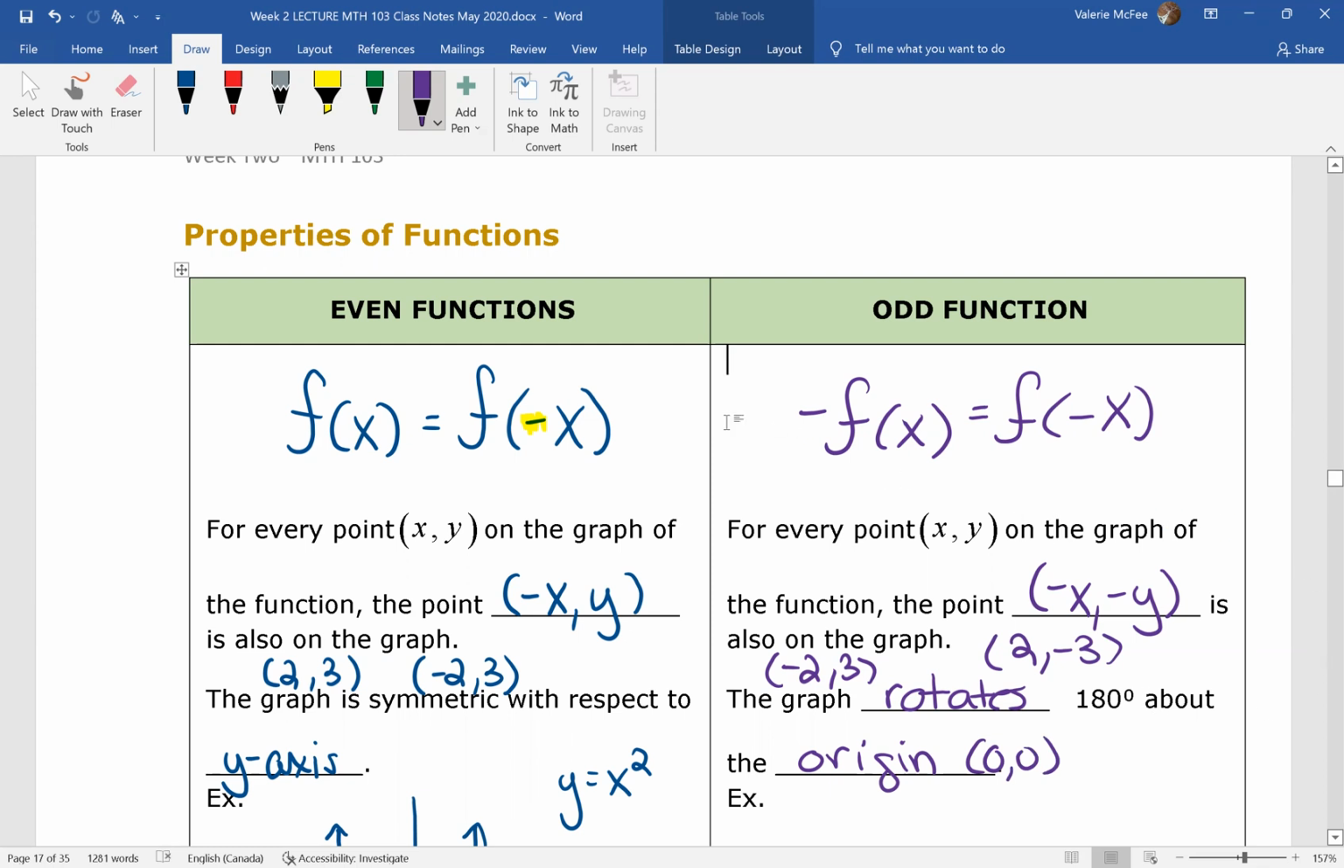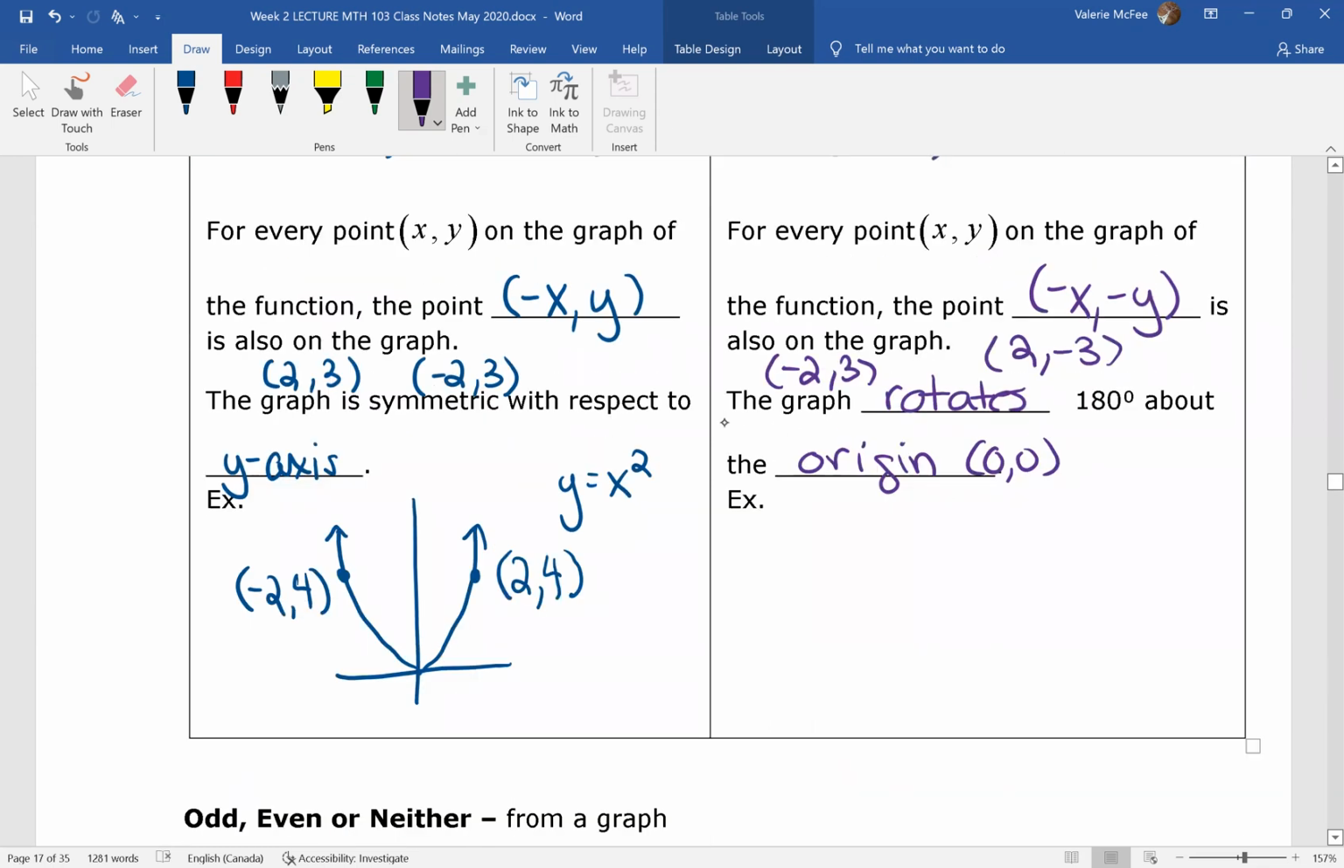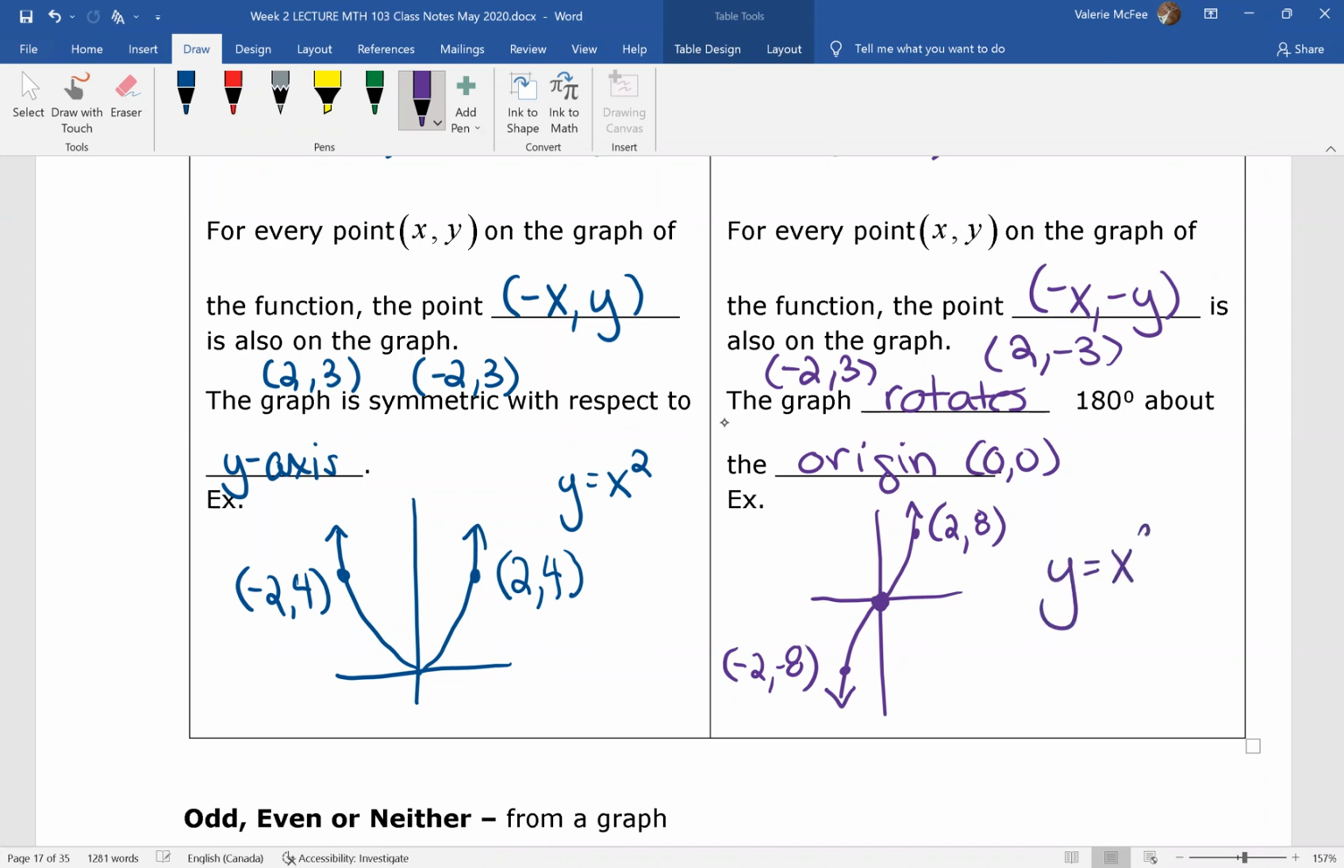So a good example of an odd function is our cube function graph. Here we have that point negative 2, negative 8, and we have the opposite of x, opposite of y on the graph. And if I could turn my computer 180 degrees, holding it there on the origin, the graph would look exactly the same. So this y equals x cubed is a good odd function graph.